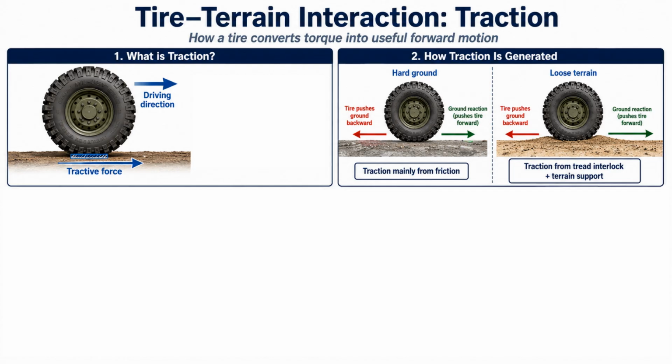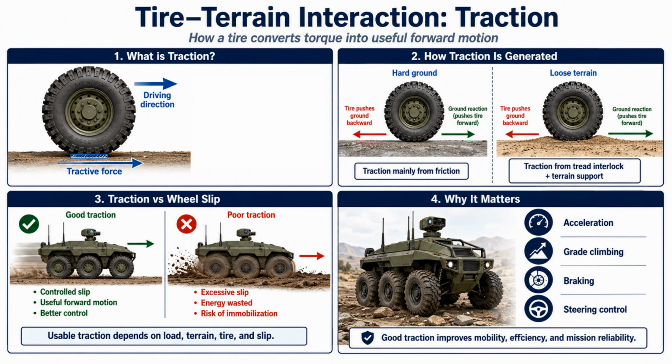On hard ground, traction is produced mainly through friction between the rubber and the surface. On loose terrain, the tread blocks must also engage with the soil. The tyre pushes the ground backward, and the ground reaction pushes the tyre, and therefore the vehicle moves forward. However, some wheel slip is necessary to generate traction on loose terrain. The goal is controlled slip.